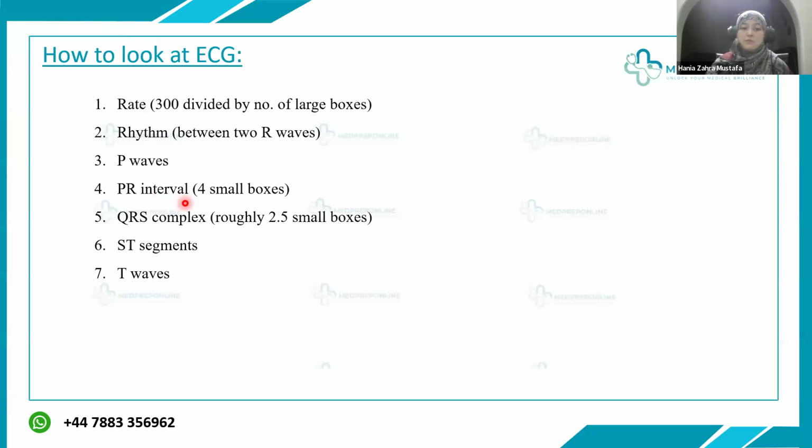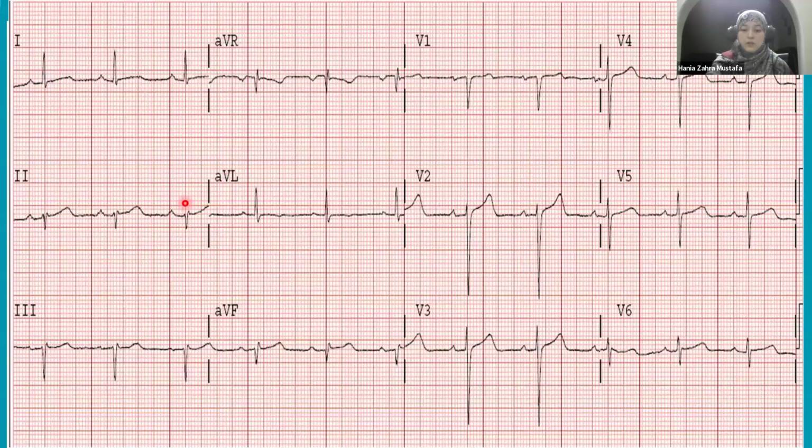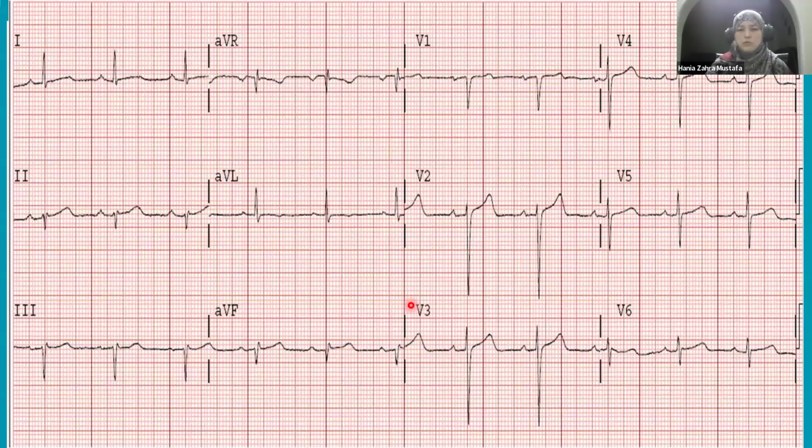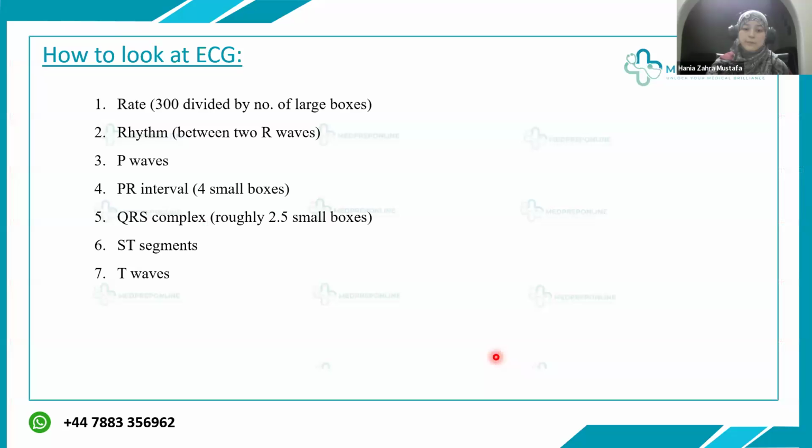To make it easier for me, I've learned that the PR interval is 4 small boxes. If it is more than four small boxes, then the PR interval is definitely prolonged. Then the QRS complex is roughly 2 to 2.5 small boxes. If it exceeds 2.5 boxes, then it is definitely widened.